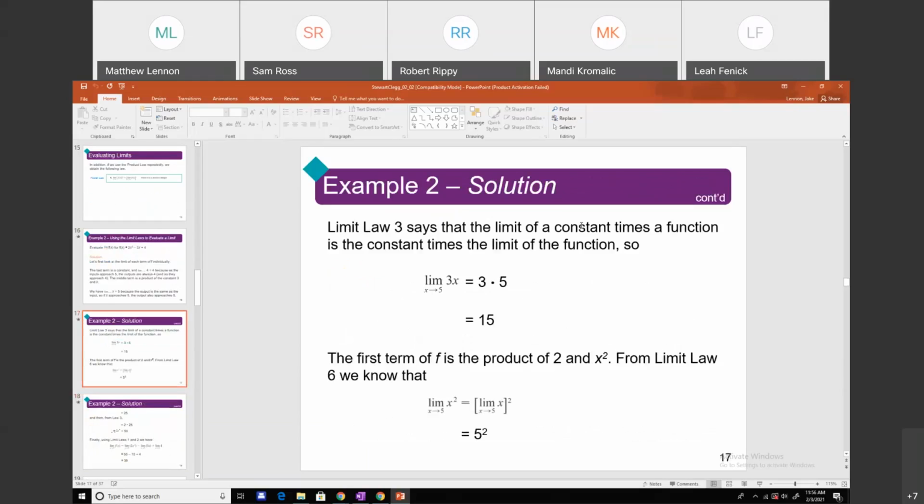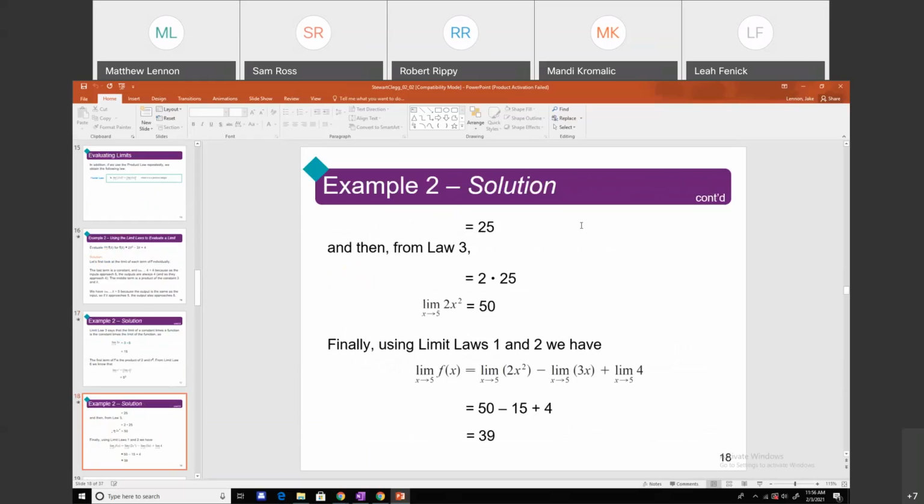Okay, so they're just doing each term separately. So they're going to have a 50 minus a 15 plus a 4. So that's what you see it then, 50 minus 15 plus 4, which is 39. But we're not going to be involving ourselves too much with all of these limit laws. Mostly what we're moving towards is understanding the difference quotient, which will be in the derivative section.